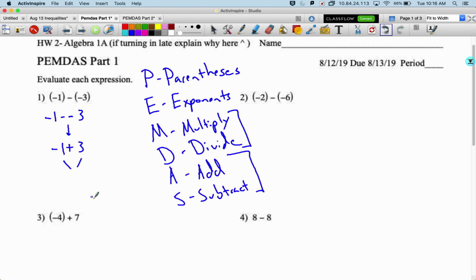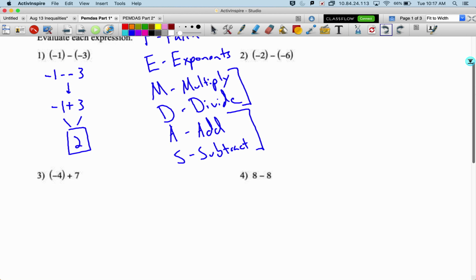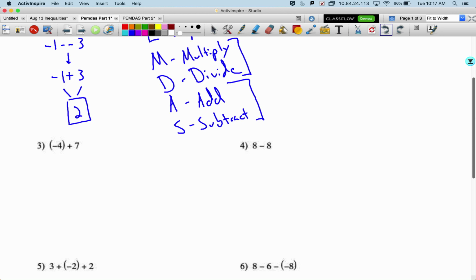All right, and now we need to combine these. We could think about being on the negative first floor of a building and walking up 3 floors, or being in debt $1 and then adding $3 to our bank account. Either way, we end up at 2. That's our final answer, so we should box it. All we're doing is simplifying these down to a single number. Everything here should be able to be simplified down to a single number.